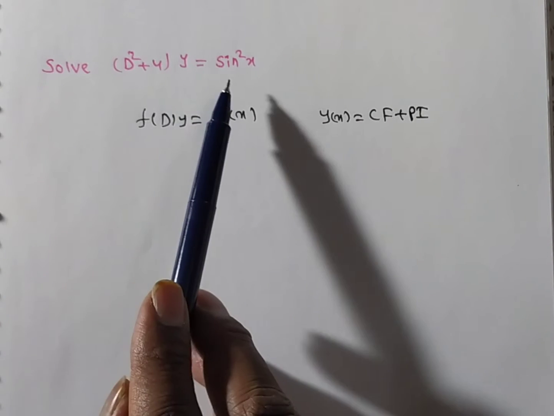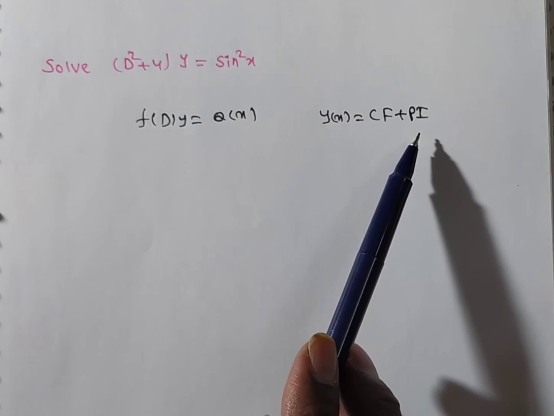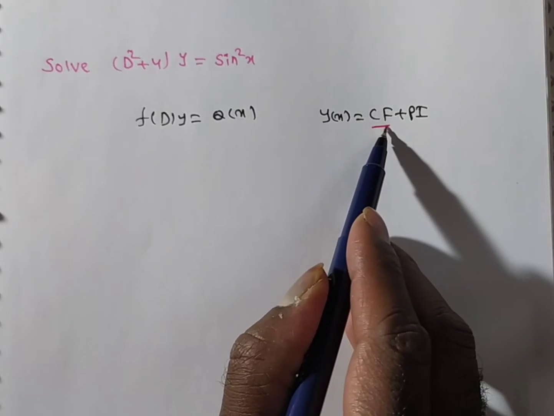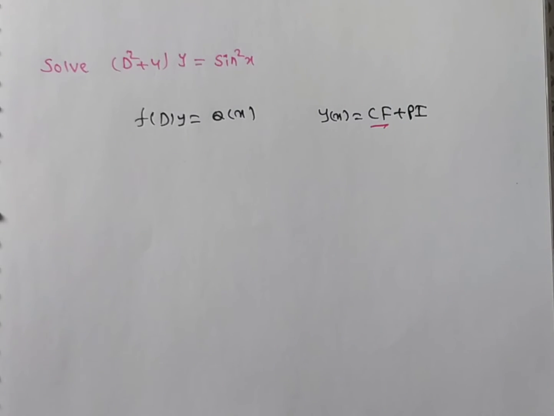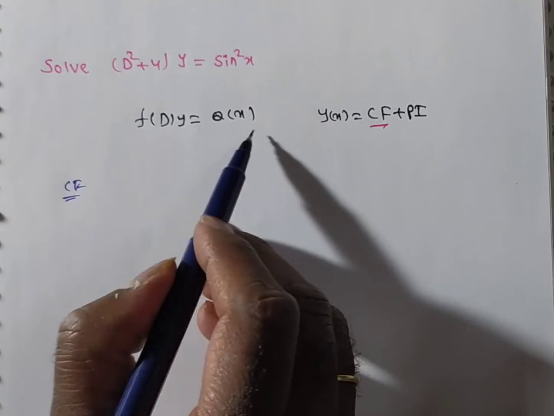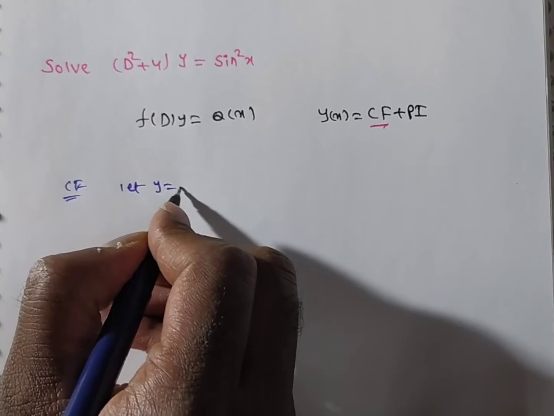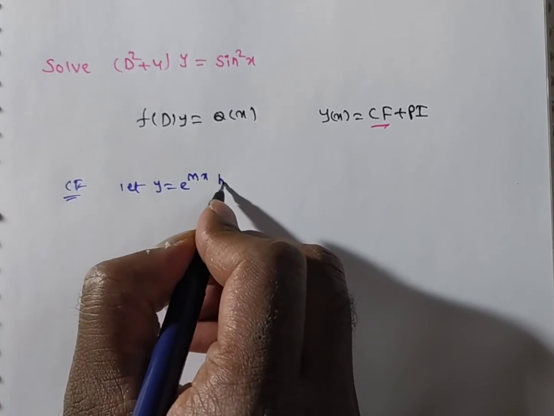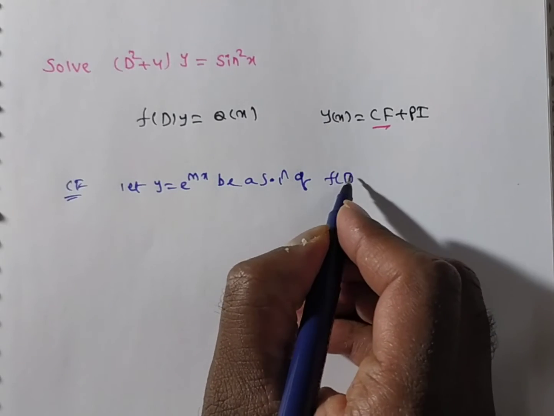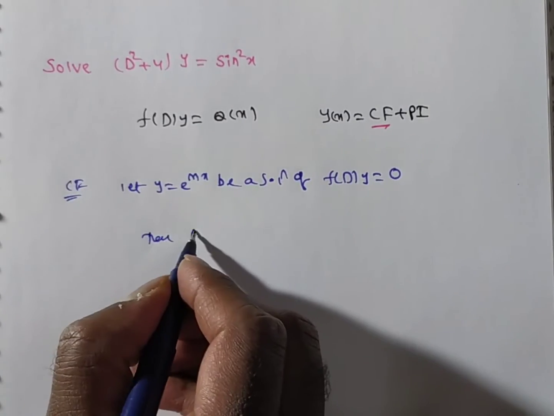So what is the right side part you have? Non-zero. So you can get the particular integral non-zero only, right? Now first we will find the complementary function. To find the complementary function, first we have to take the right side part as 0, nothing but Q(x) = 0. Let y = e^(mx) be a solution of f(D)y = 0. Then we will get the auxiliary equation.